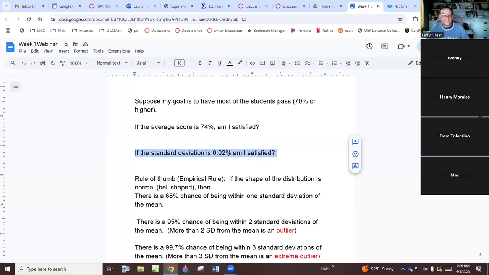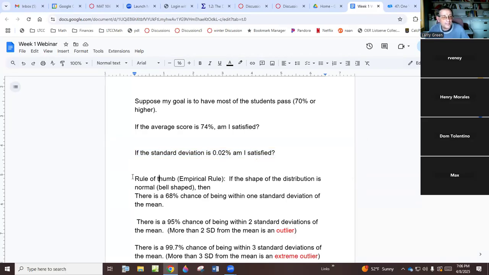Because I know the standard deviation is really small, it means everyone is clustered right near that 74%, and that means they're all passing. Do you see that? If you don't know the standard deviation, if the standard deviation is really big, then maybe there's a whole lot of failed students. Is that clear? See how important the standard deviation is?